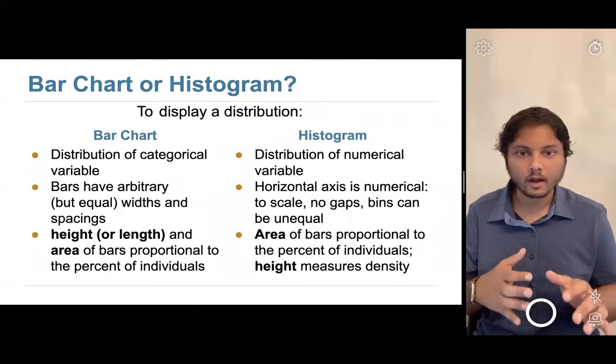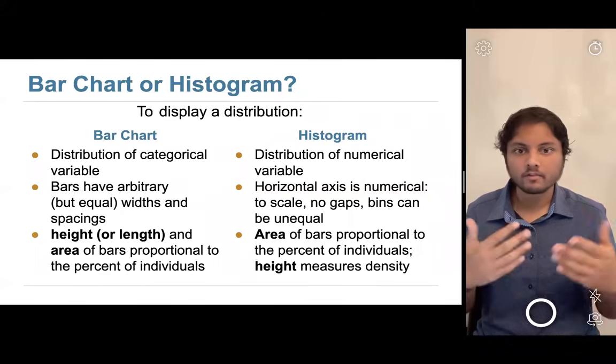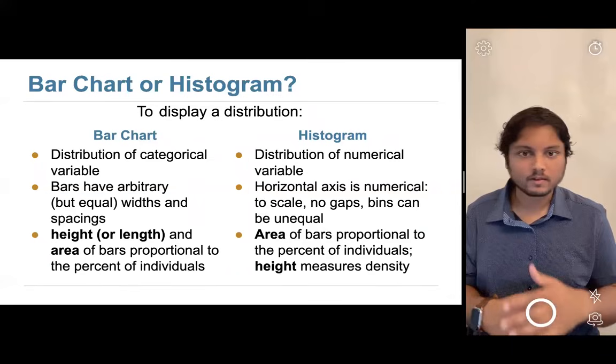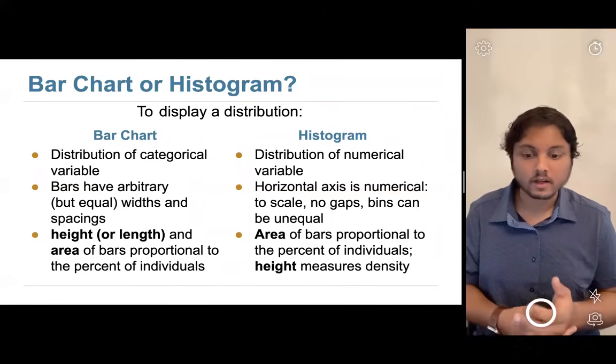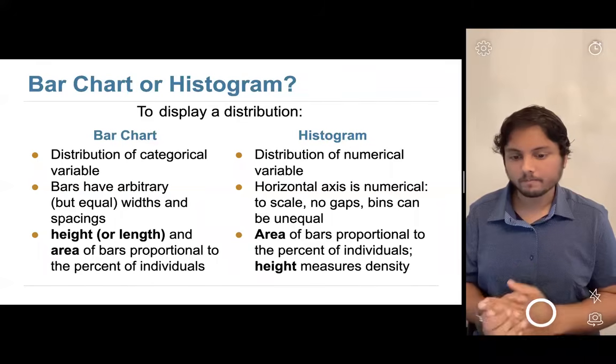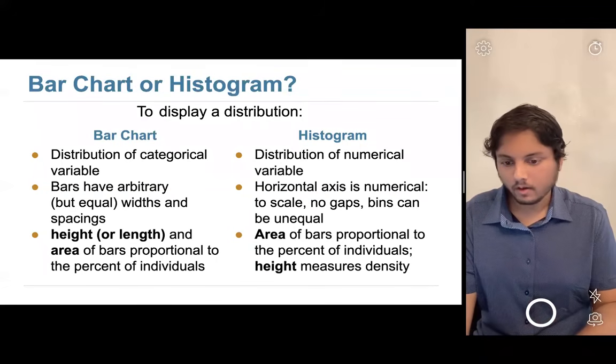Histograms may or may not have the same width, and for that reason, the height doesn't mean the same thing as the area. The height means something else. It means crowdedness or density, as we talked about. So these are the main differences here.